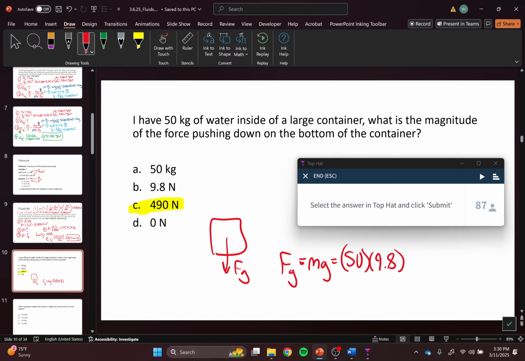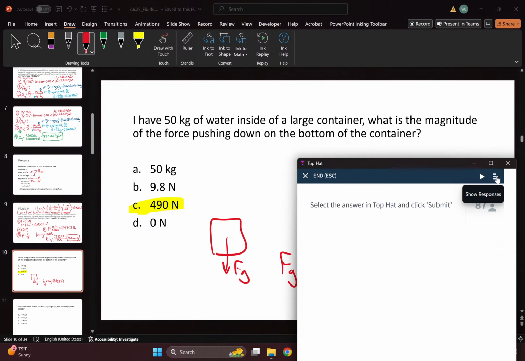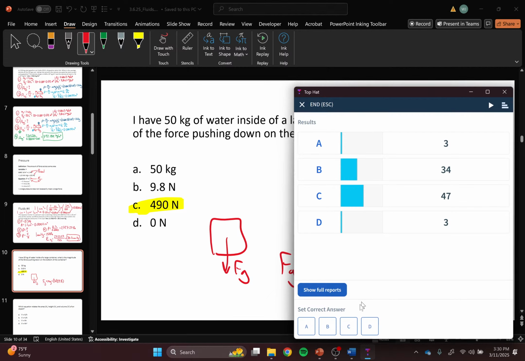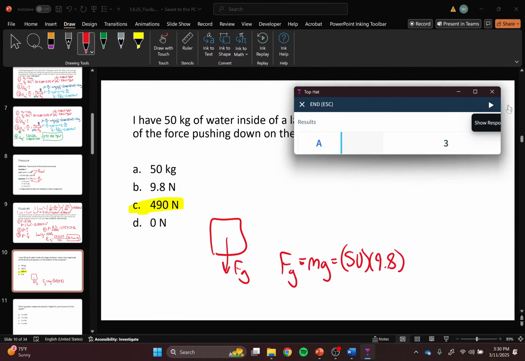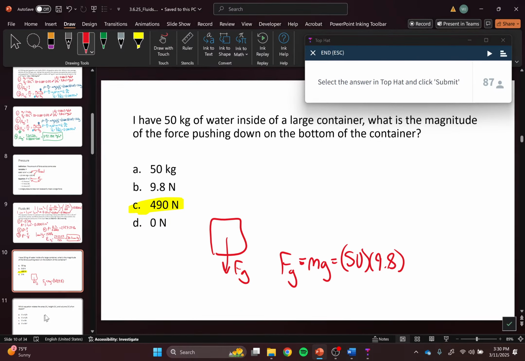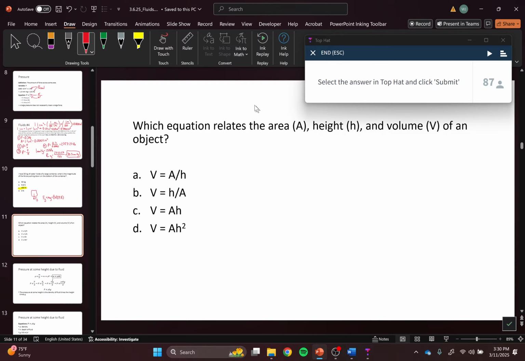Okay, so what? We've got another question to ask, and then we'll be able to put it all together. So, a reminder to you all, 9.8 meters per second squared is the acceleration due to gravity. You always have to multiply it by mass. M times g, m times g. F equals ma, and if gravity is the acceleration you care about, all that stuff. So, great. All right. Which equation relates area, height, and volume?